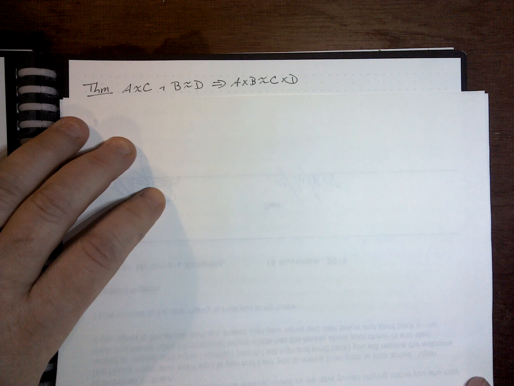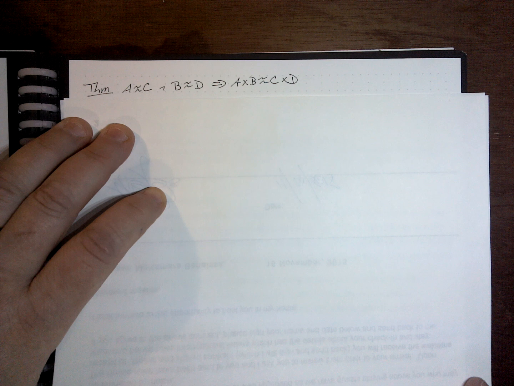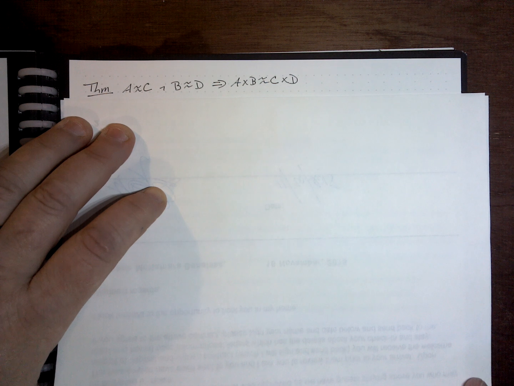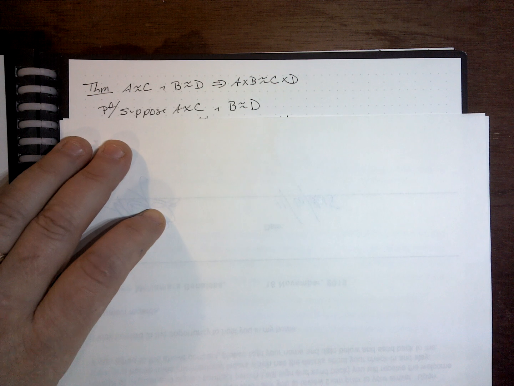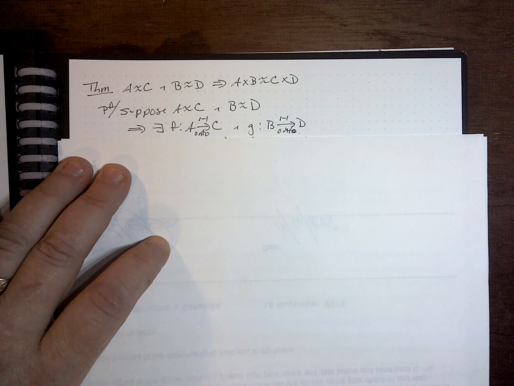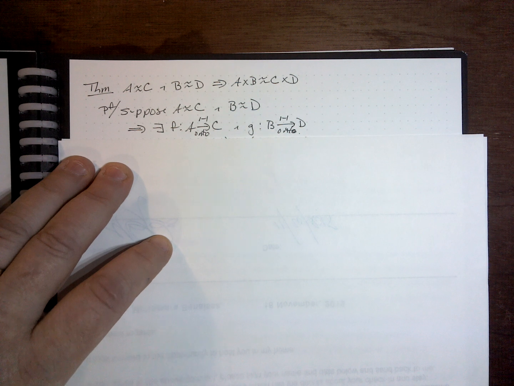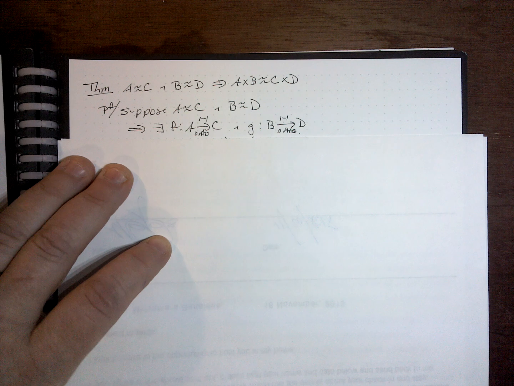The next theorem. Let's see if I can do a better job of keeping it on the page here. Suppose A is equivalent to C and B is equivalent to D, then A cross B is equivalent to C cross D. I will assume that A is equivalent to C and B is equivalent to D. So I have a mapping that's 1 to 1 and onto from the appropriate sets. F goes from A to C, G goes from B to D.